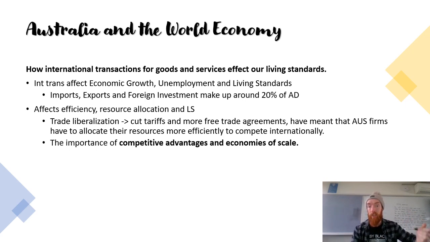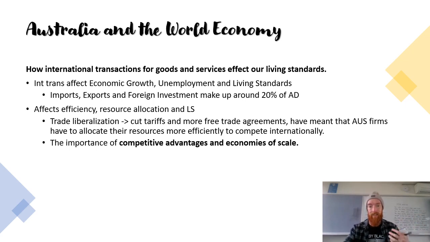So trade liberalization, which we'll get into in the 5th lesson of this topic, is all about the removal of trade barriers between nations. So the reduction of tariffs and more free trade agreements have meant that Australian businesses have been able to allocate their resources more efficiently to compete internationally.